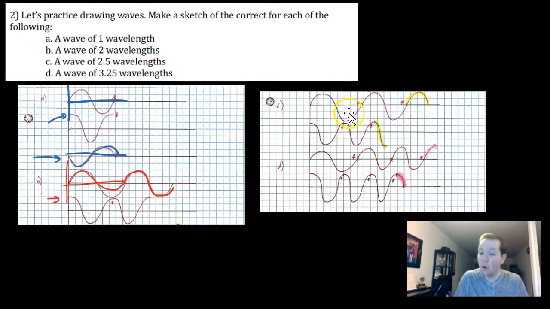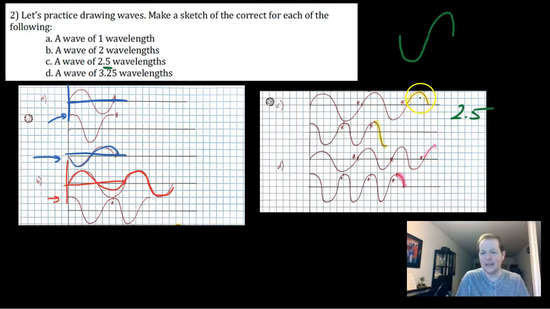For C, it's 2.5. Again, I don't know if I have to read these out all over, but just know there's many ways you could draw them. For example, here's my hill and valley 1, hill and valley 2, and then I need one more. I need half of a wavelength, because for this one, it's 2.5. Here's my extra half. Okay, a valley, that's a half. A hill, that's a half. So together, that's one wavelength.